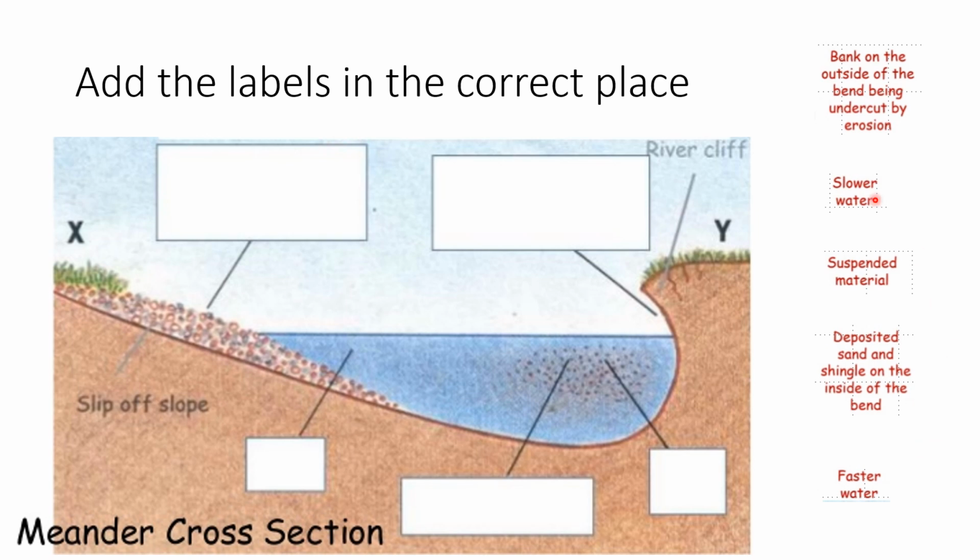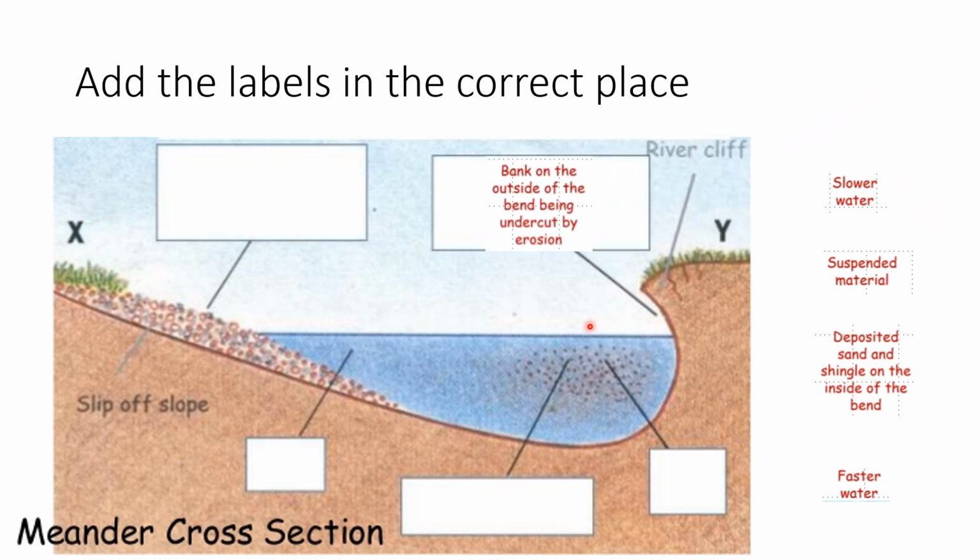So let's have a look at this. Let's start with the first one. The bank on the outside is being undercut by erosion. And you can see here's the bank, and you can see it being undercut. A bit like a plunge pool in a waterfall. The river here is eroding, here it's undercutting, and it's created what we call a river cliff. And you can see the label there. So look at the first one.